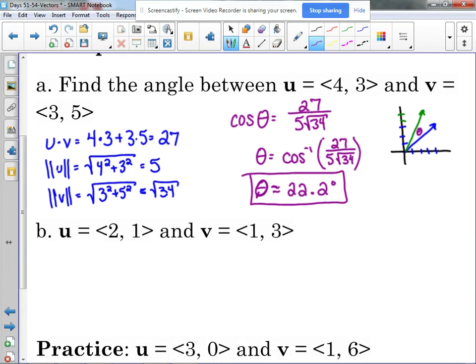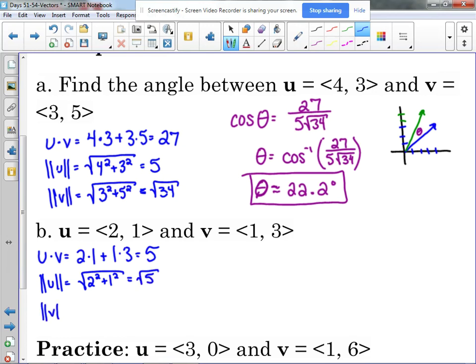Okay, let's do another one. 2, 1, and 1, 3. So let's find the dot product. U times V, 2 times 1, plus 1 times 3. So that's 2 plus 3, that's 5. The magnitude of U, square root, x squared plus y squared. So that's the square root of 5. The magnitude of V, square root of 1 squared plus 3 squared. So that's the square root of 10.